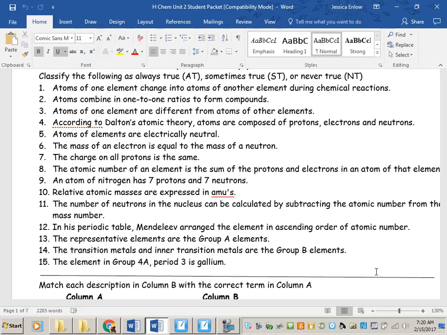12, in his periodic table, Mendeleev arranged the elements in ascending order of atomic number. So, I heard never true. Why? Because he did it in ascending atomic mass. Yes, he did masses, and then another couple people came behind him and said, I think we should do this by atomic number. It didn't change a whole lot except for tellurium.